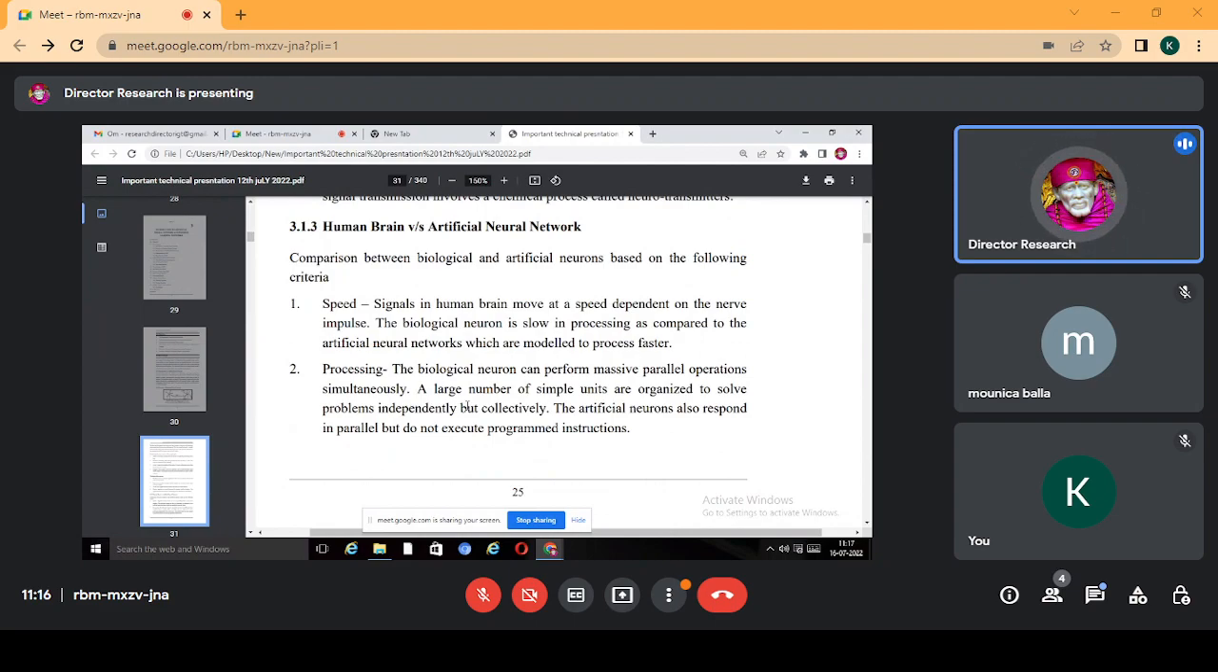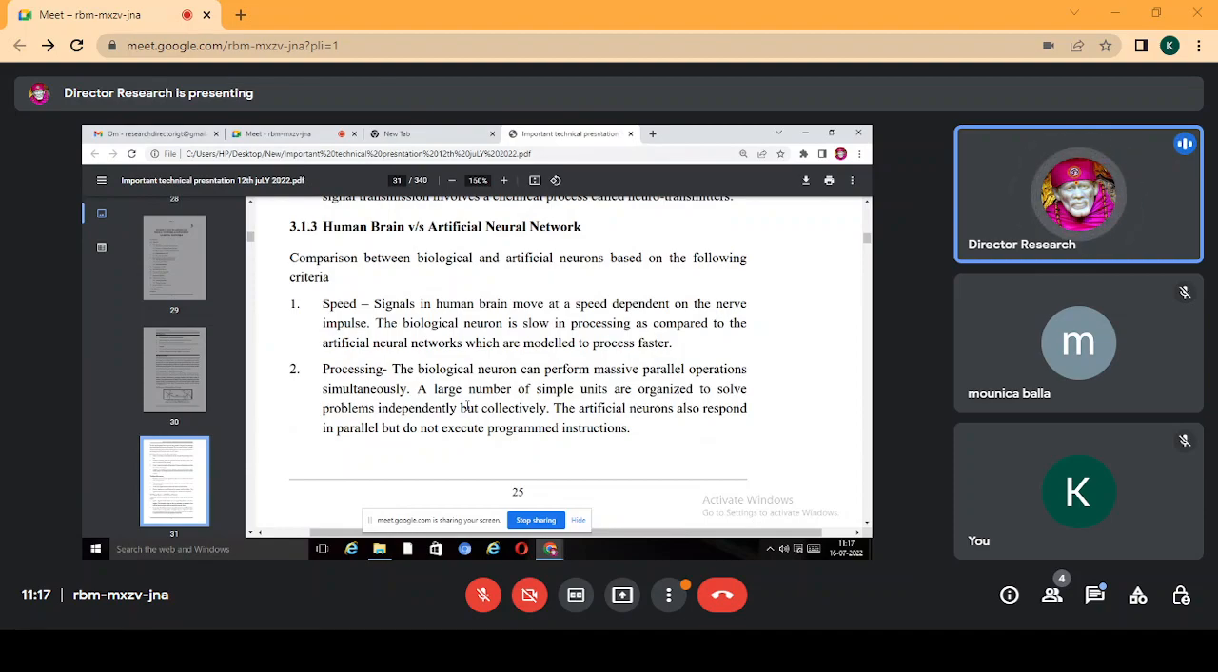Human brain versus artificial neural network. Comparison between the biological and artificial neurons is based on the following criteria. Speed: signals in the human brain move at a speed depending on the nerve impulse. The biological neuron is slow in processing as compared to the artificial neural network, which is modeled to process faster.